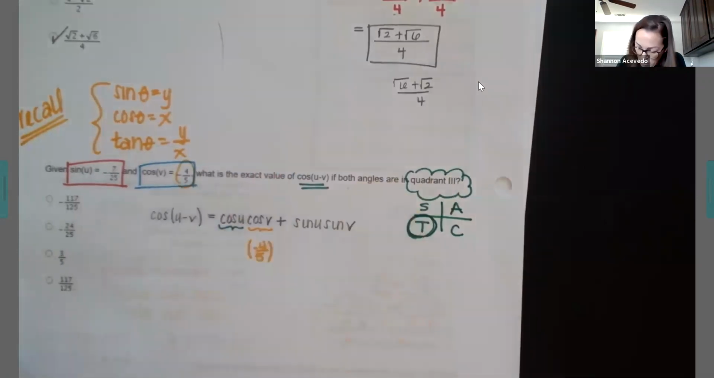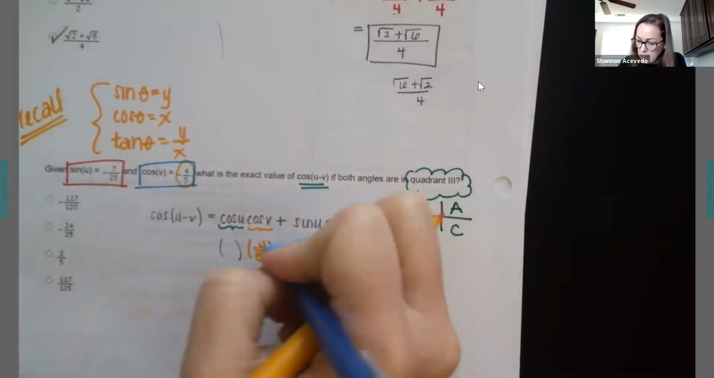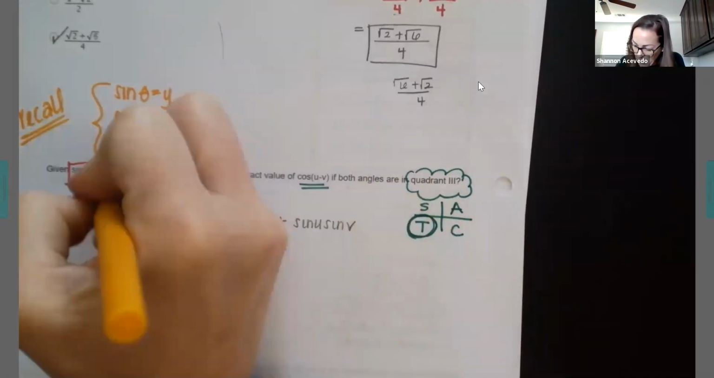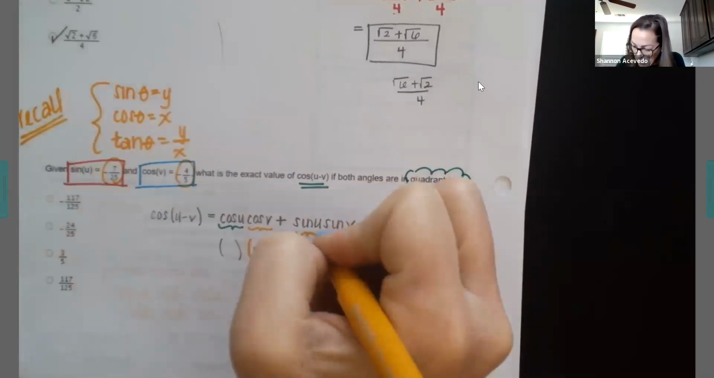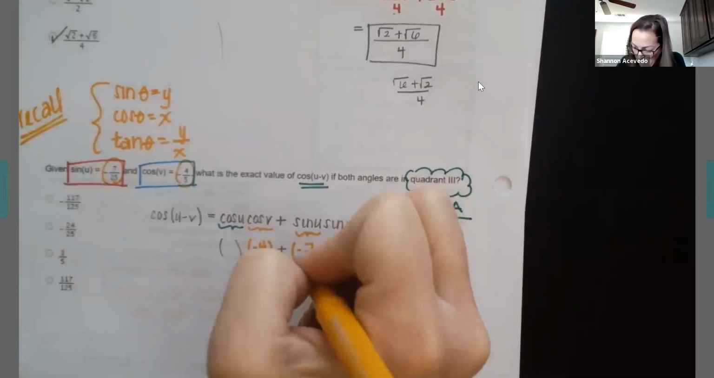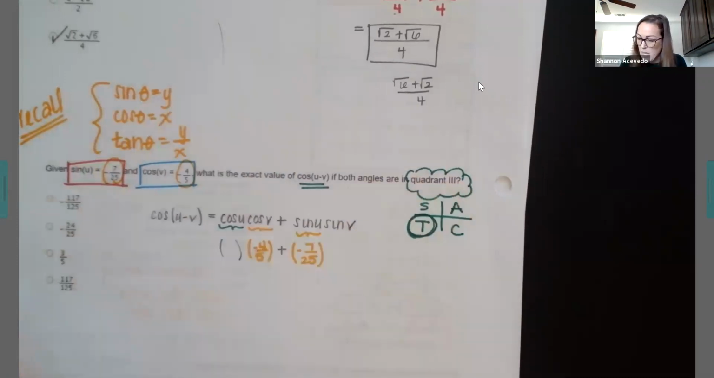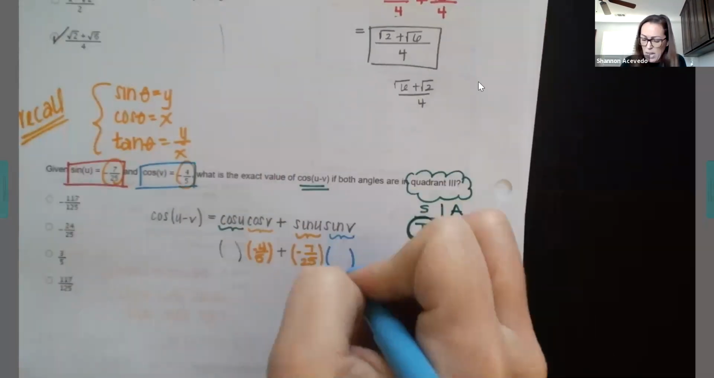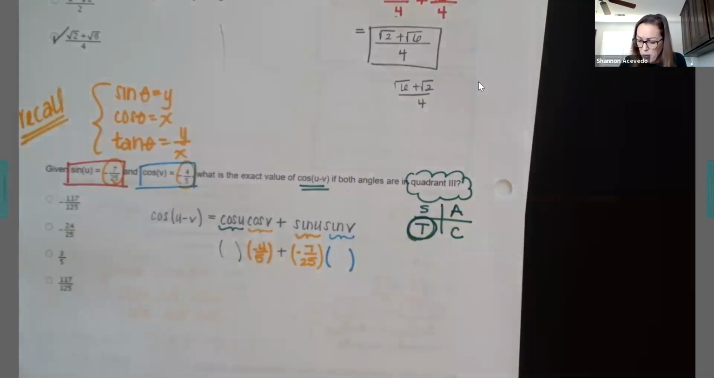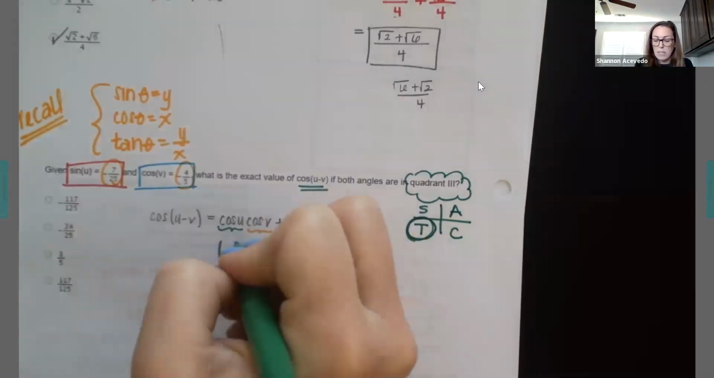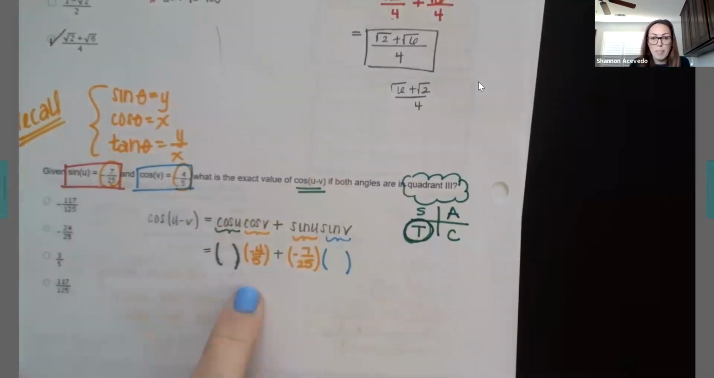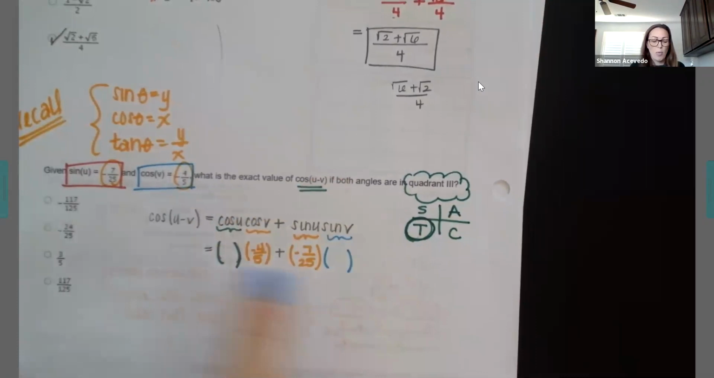I also need cosine of u and sine of u. I know that's also given to me. So this piece right here is -7/25. What I don't know though is sine of v. I don't know this piece either. So I have some unknown pieces, and that's a problem. So how do we solve this? They gave me 2 pieces, but I still have 2 more that I don't know.